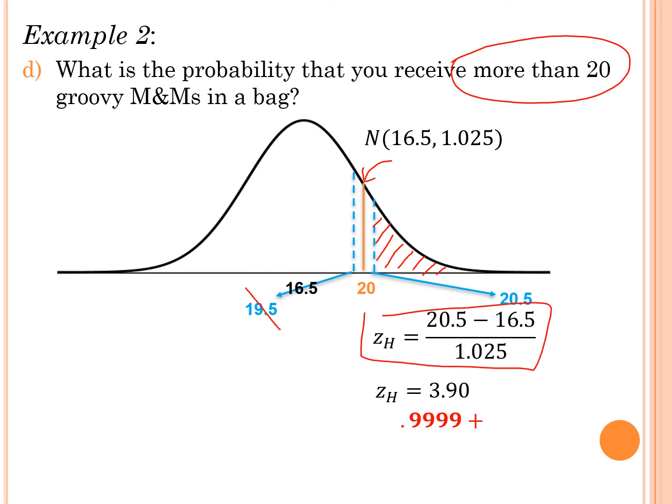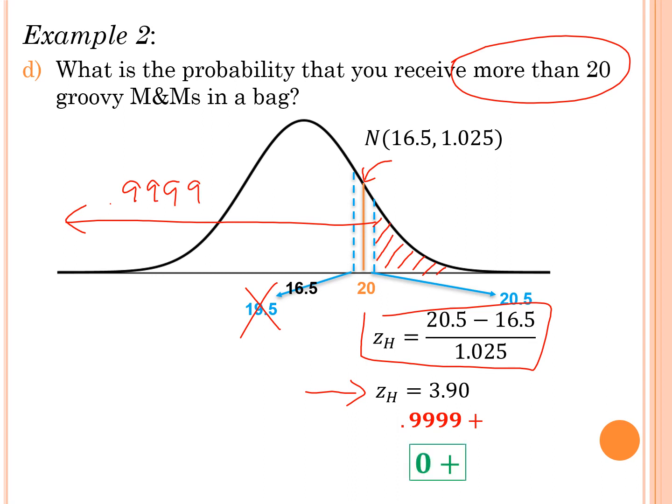So we only want the z-score for that 20.5. We can throw this one out. We get a z-score of 3.90. That's a really high z-score. It's off our table. It ends up being 0.9999 plus. Remember, that's the area this way. So the probability that we end up with more than 20 is essentially 0.